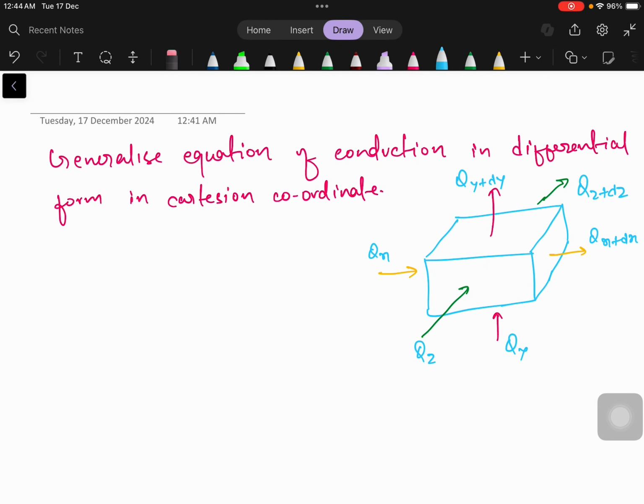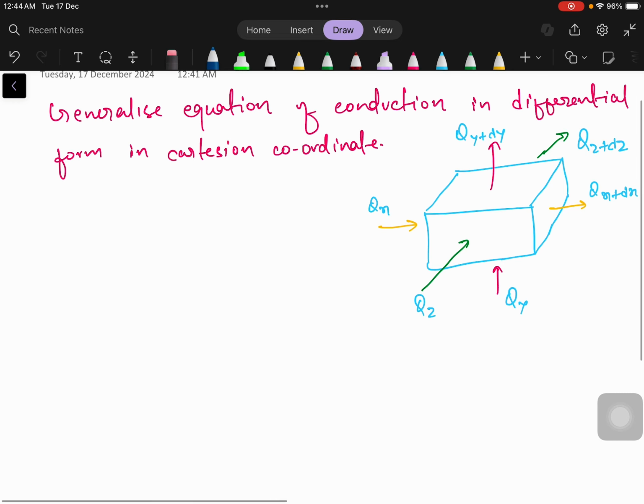Welcome friends. Today we will learn about the generalized equation of conduction in differential form in Cartesian coordinates. Without wasting time, we are going to start it.